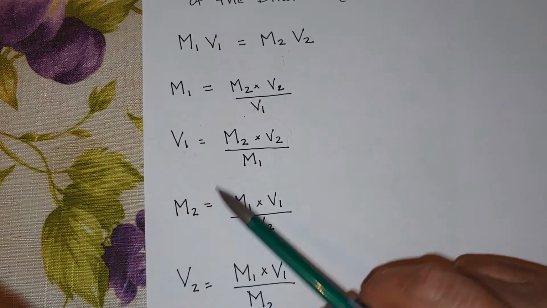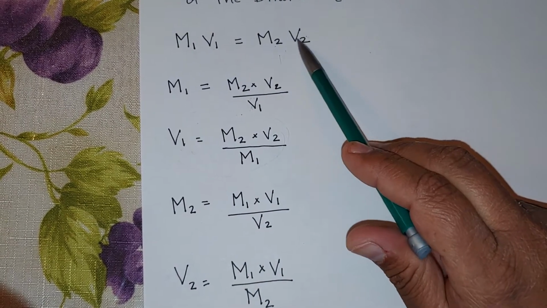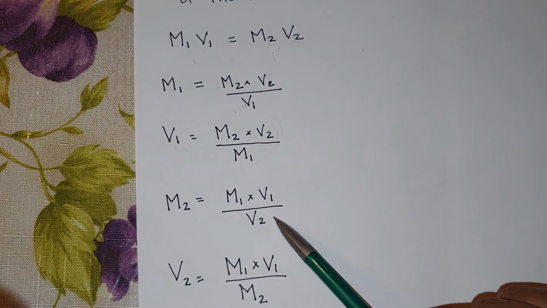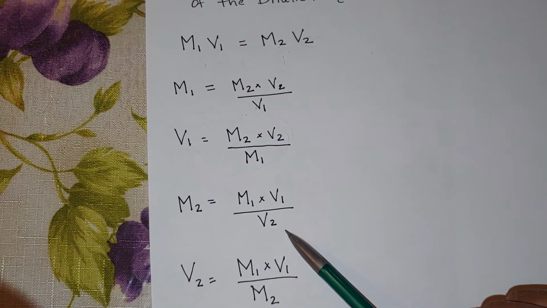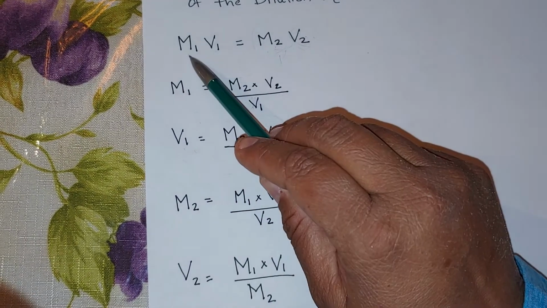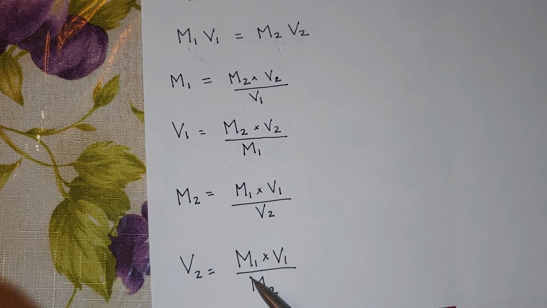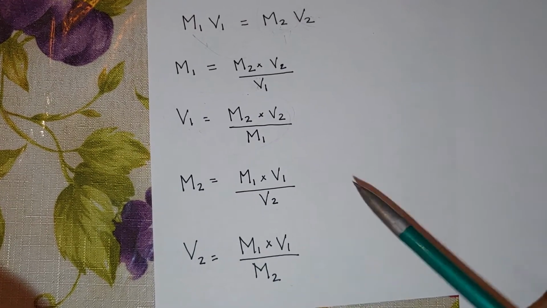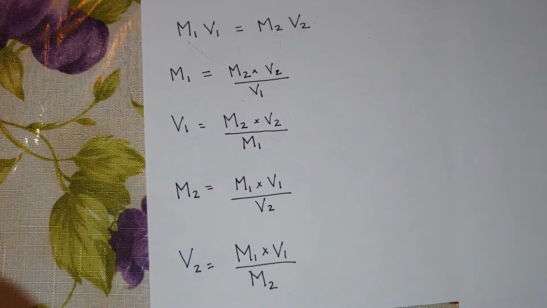Same thing for the other ones. If I'm trying to find M2, guess what? V2's in my way. Stick it on the bottom. So M1 times V1 is over V2. If I'm trying to find V2, M2 is in the way. Stick it on the bottom. So again, M1 times V1 over M2. And that's pretty much the variations that we're going to deal with.